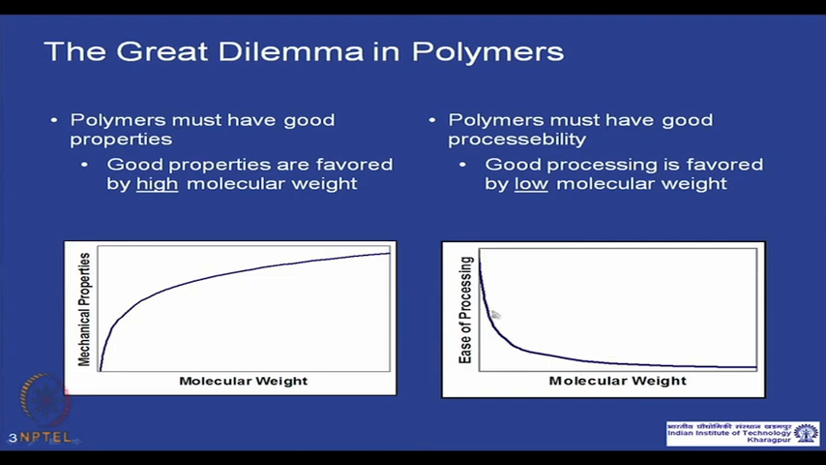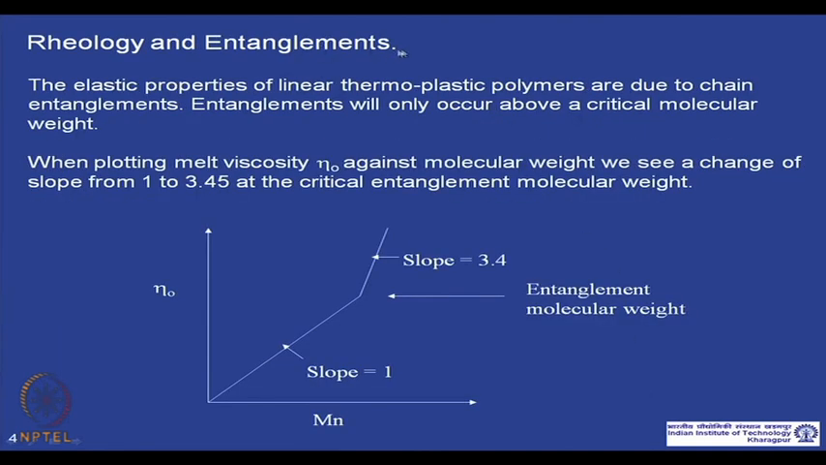Now, just to spend a minute, why is the ease of processing so dependent on molecular weight? Let us talk about the rheology and entanglement of polymer molecules. The elastic properties of linear thermoplastic polymers are due to chain entanglement. We described in the last lecture that the resistance to deformation is due to the chain entanglement, because of chain entanglement, other chains or other intramolecular chain segments are present in the vicinity of a particular polymer chain, which basically resist the deformation.